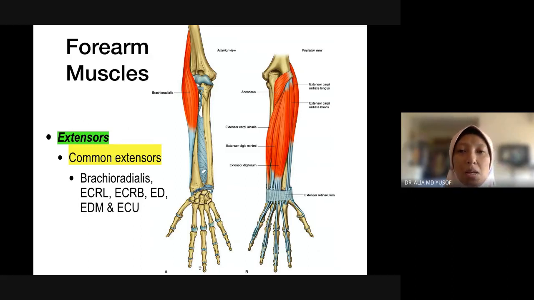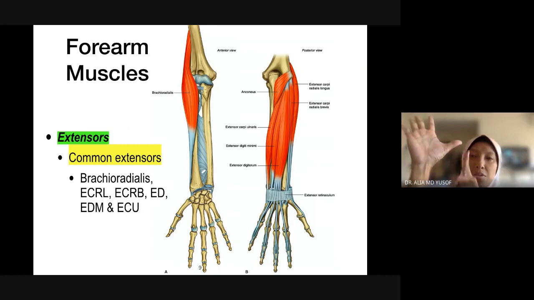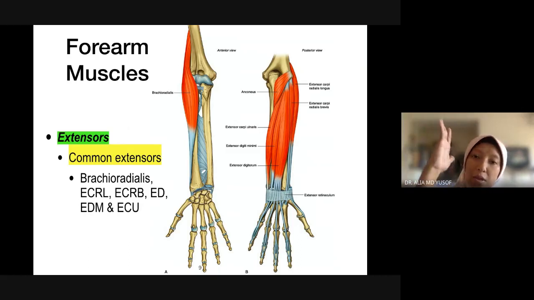Apakah perbezaan dia? Perbezaan dia ialah common flexor arises from the medial epicondyle of humerus. Tetapi common extensor arises from the lateral epicondyle of humerus. Lateral dia parallel dengan thumb. Medial dia parallel dengan little finger, the fifth finger.